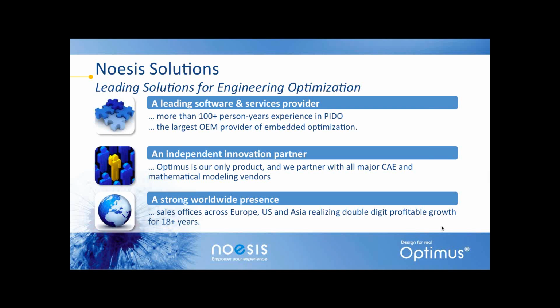Optimus is our only product, and this allows us to be very, let us say, agnostic in our ability to work with multiple vendors. We've got offices all across the world. Here in the U.S., we're in Carmel, Indiana. In Europe, we've got offices in Belgium, Germany, China, Japan, and all across the world, as you would expect.